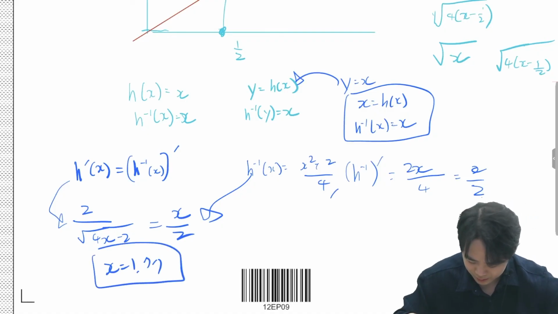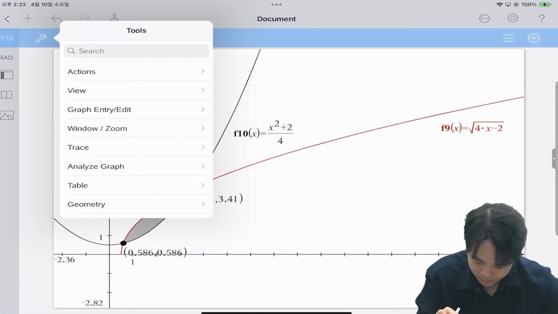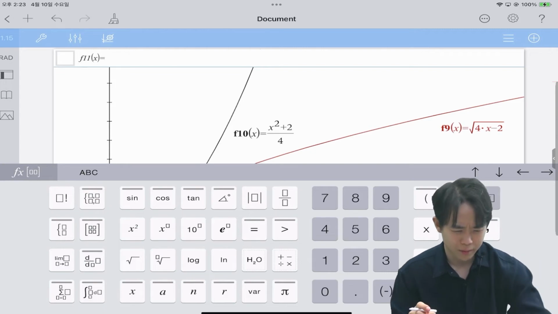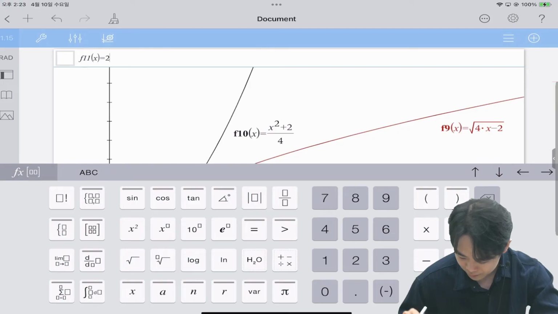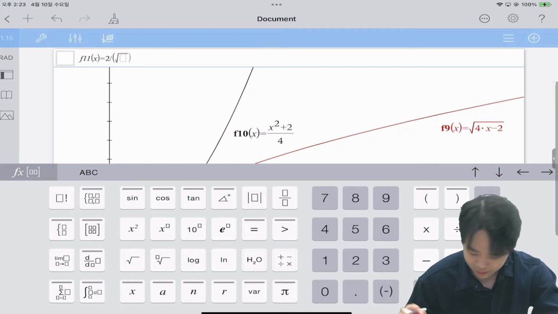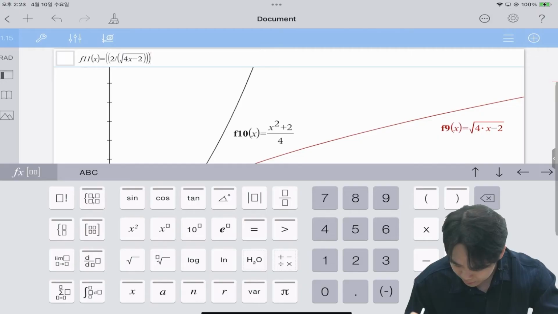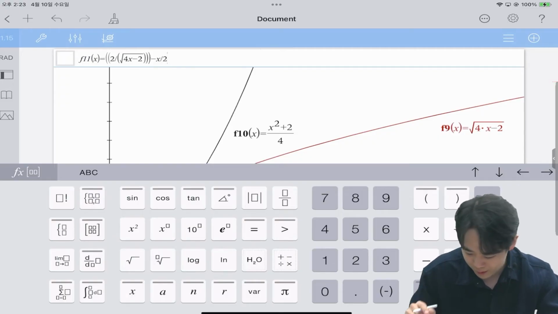Okay, so just to check, we could just graph one function. So instead of 2 over root 4x minus 2 and x over 2, we could just draw one graph. We could draw 2 divided by square root of 4x minus 2, close brackets. Then, if you were to subtract x over 2, all we have to do is set this to 0. That would mean the two values are equal.